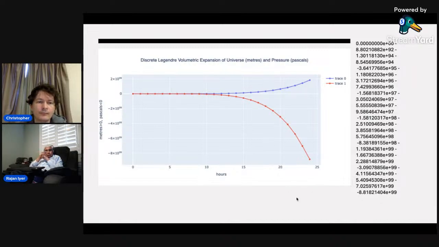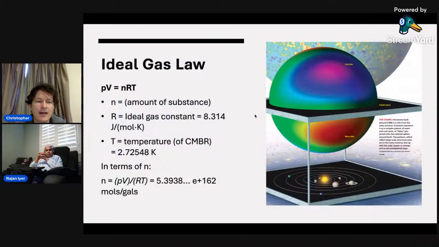So now, since we have the volume and we have the pressure, we can attempt to apply the ideal gas law in some idea of that. So the ideal gas law is the pressure times the volume equals the amount of substance n, the ideal gas constant, and the temperature.